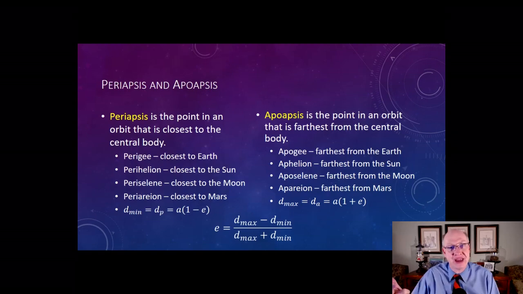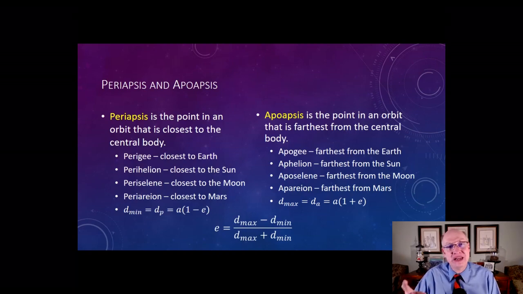Now, in spaceflight, we typically change periapsis and we replace the word apsis with a form of the word of the body that you're orbiting. So for example, if you're orbiting around the Earth, we call it perigee for geo. And when you are farthest from the Earth, we call it apogee as opposed to apoapsis. When we're talking about the sun, we use helion. So perihelion is when you're closest to the sun. Aphelion is when you're farthest from the sun.